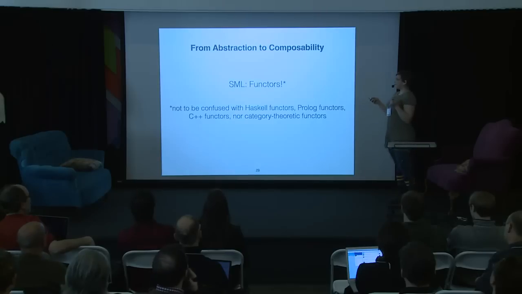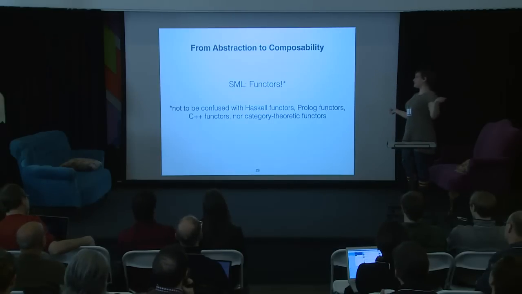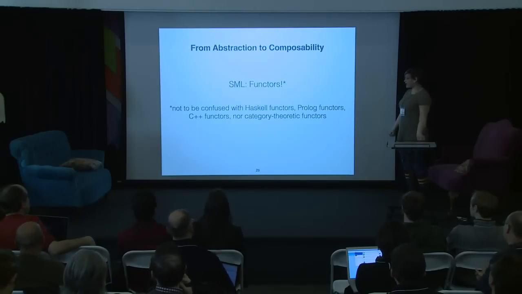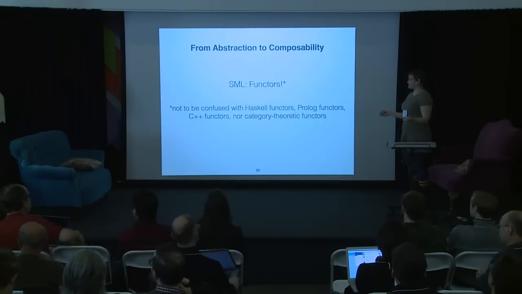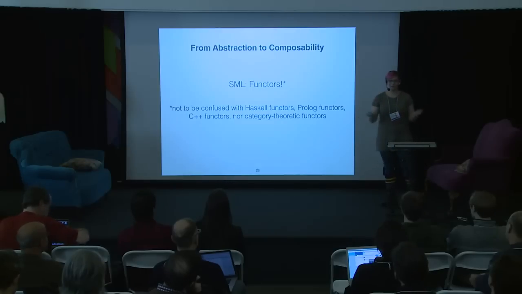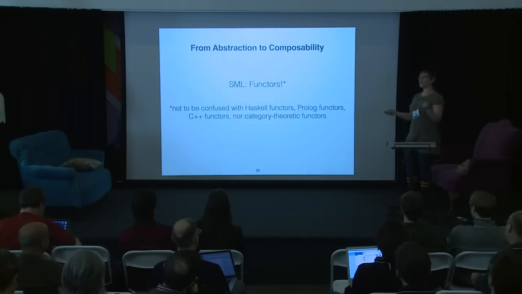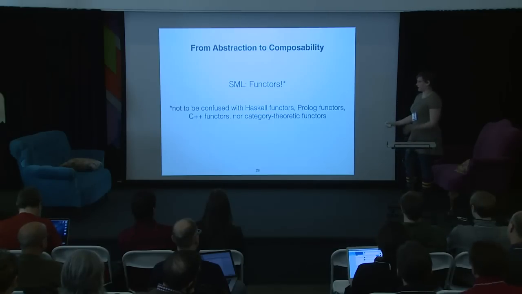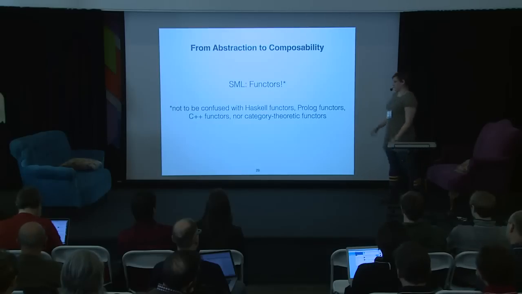So in order to get from this idea of having abstract data types to something where you can actually start sticking these pieces of code together and hope that they do the right thing, we have a mechanism in ML called functors. And functor is a terrible name. If you have a new language construct in your new programming language, don't call it functor, because there are too many meanings for it. So this really has nothing to do with the definition of functor in Haskell, category theory, C++ or Prolog.